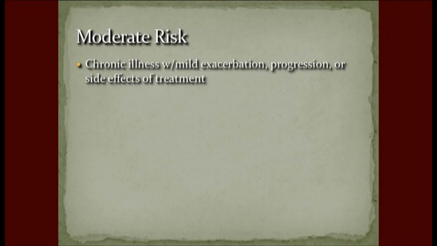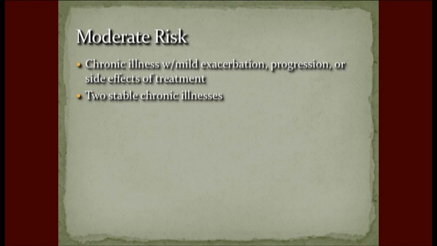We're going to learn to really recognize what's going on. So what makes people a level 4? Moderate risk. Moderate risk, a chronic illness with mild exacerbation, mild progression of disease, or mild side effects. Now, how many people did you see yesterday that had at least one chronic illness that was not quite well controlled? All of those were level 4s. Every one of them. That's what a level 4 looks like.